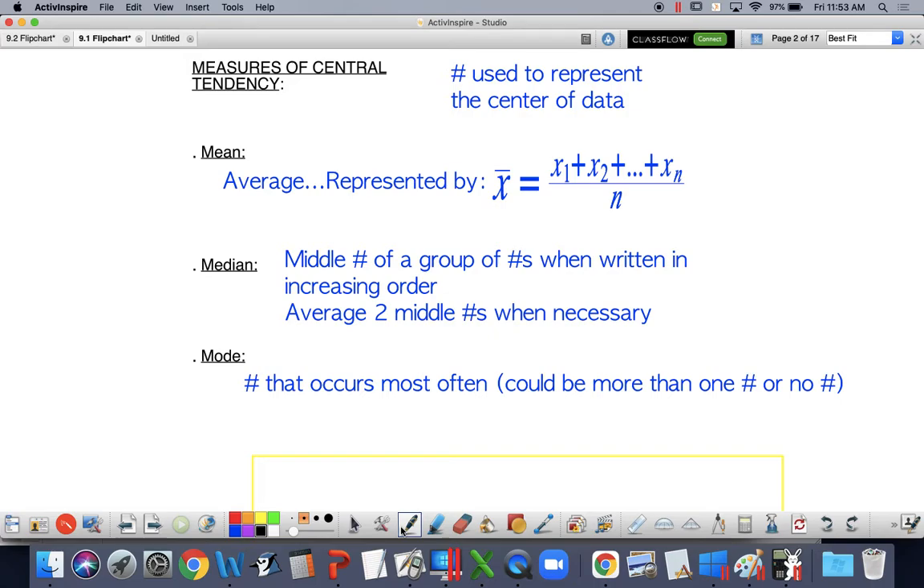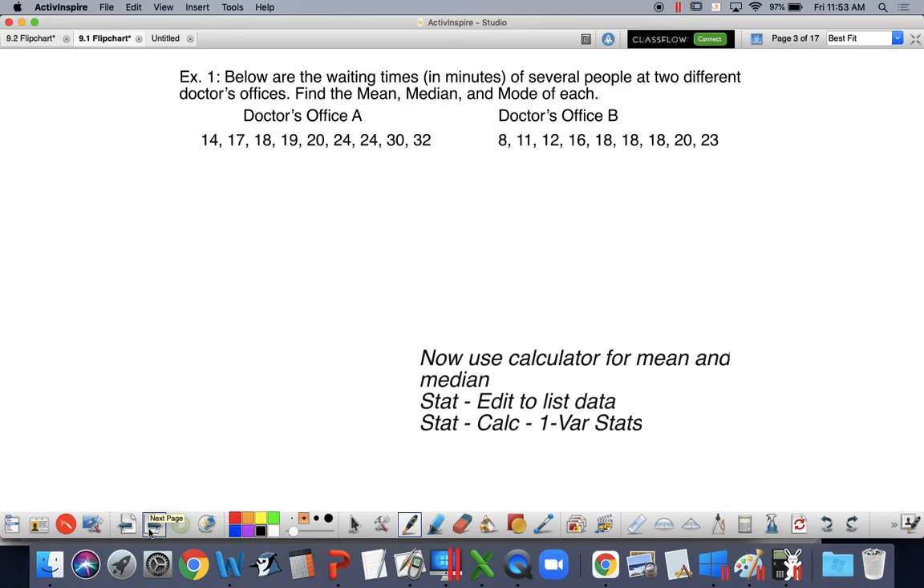Imagine we went to a doctor's office and we collected waiting times. Nobody likes to wait out in the waiting room at the doctor's office, so you may be more inclined to go to a doctor's office that has a very short waiting time so that it doesn't mess up your day. Let's go ahead and, yes, we're going to use our calculators. I'm not expecting you to calculate all this by hand, so type that in.